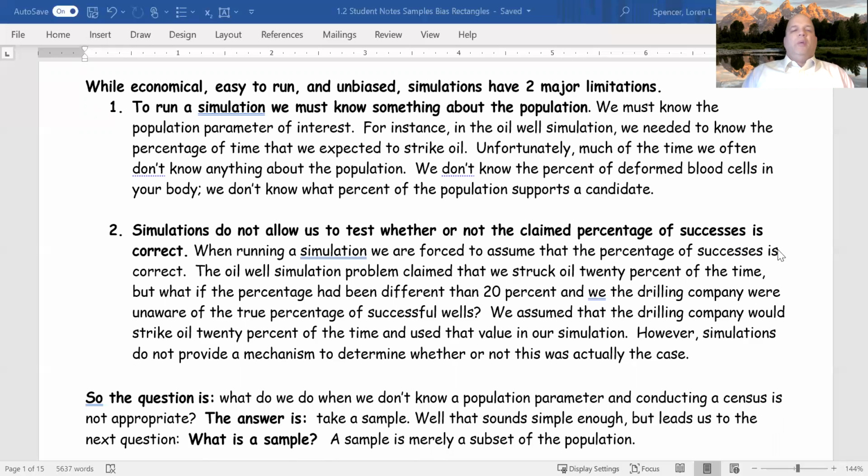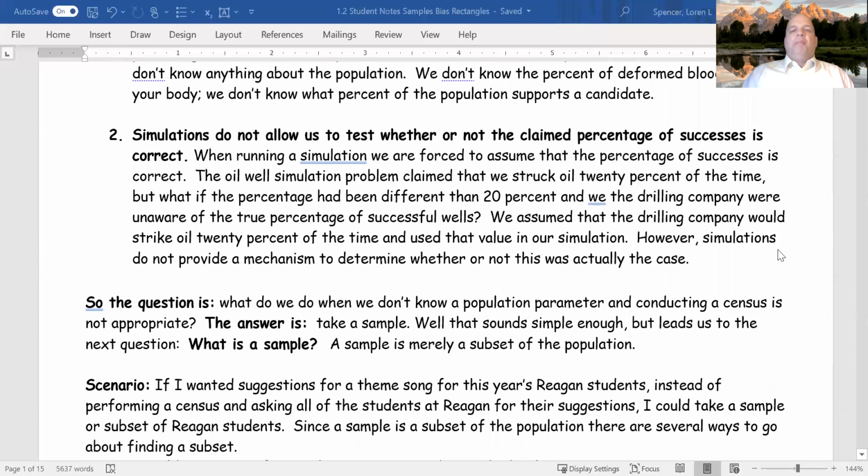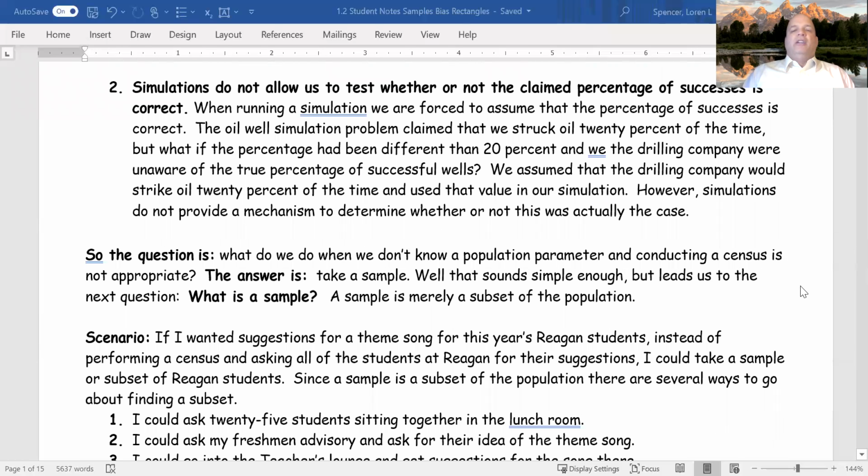So the question is, what do we do when we don't know a population parameter? Conducting a census, in other words, and remember, a census is when we talk to every person in the population or everything in the population, is not appropriate. What do we do? Well, the answer is we take a sample.